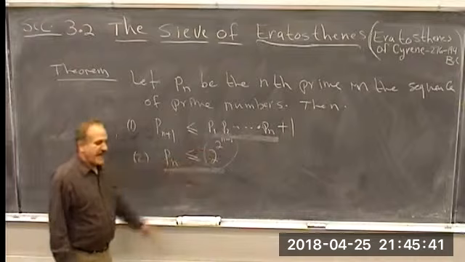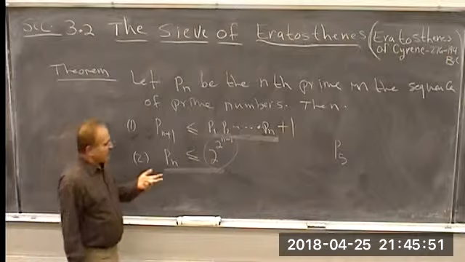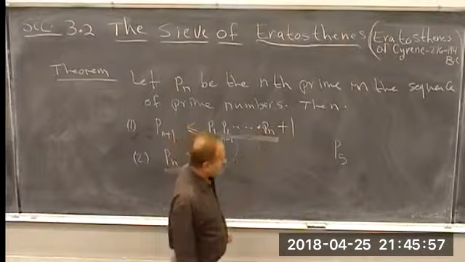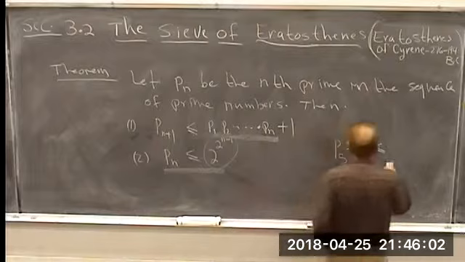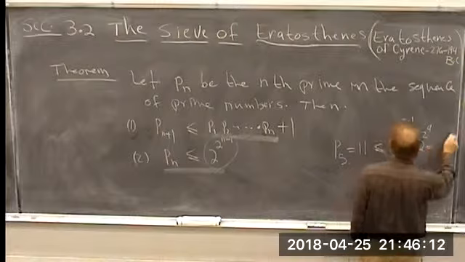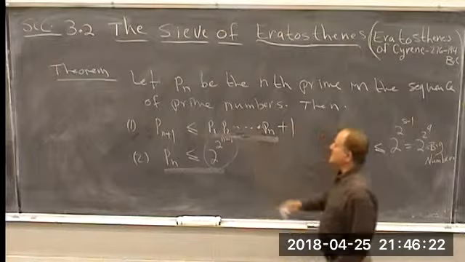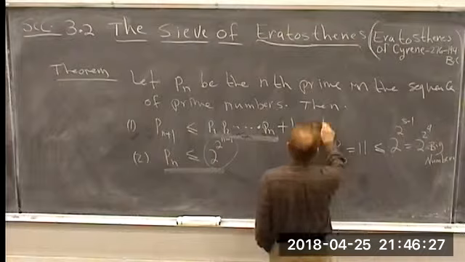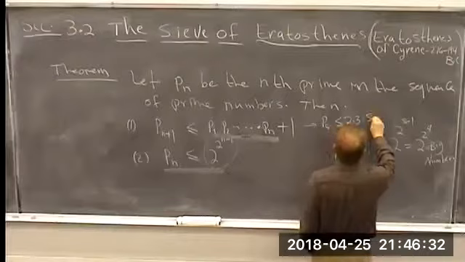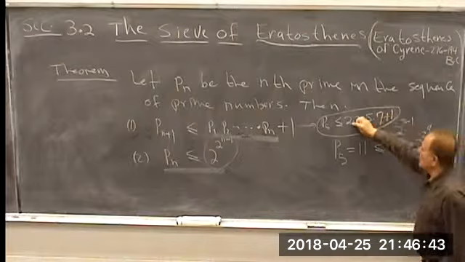So for example, if you wanted to talk about the fifth prime, what's the fifth prime? 2, 3, 5, 7, 11. So this is equal to 11. But according to this estimate, it is going to be less than or equal to 2 to the power 2 to the power 5 minus 1, and this is 2 to the power 2 to the power 4. As you can see, this is a big, big number. However, if you do it from the first estimate, it's not that bad. Using this estimate, P5 is less than or equal to 2 times 3 times 5 times 7, plus 1. A much better upper bound, but it requires knowing all the primes up to the fourth prime.